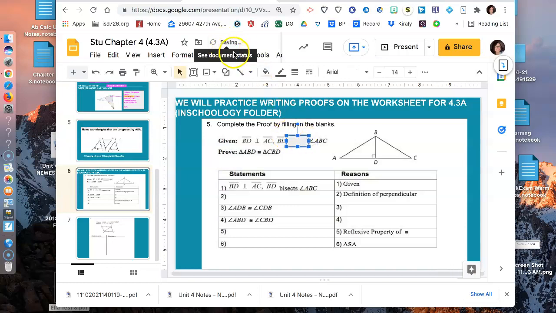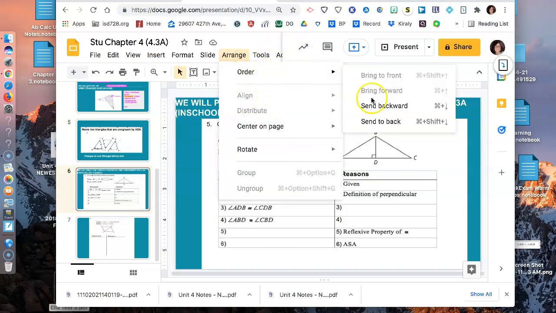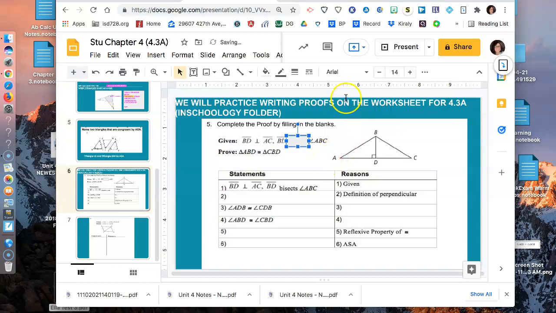Okay, I'm going to arrange, and I'm going to move it back, send to the back. All right, oh, it didn't go. All right, well, you just go ahead and put that guy in a box. I know what that word means. Okay, so somewhere I'm going to be stating that BD, from B to D, it's bisecting this top angle. So it's cutting it into 2 equal pieces.